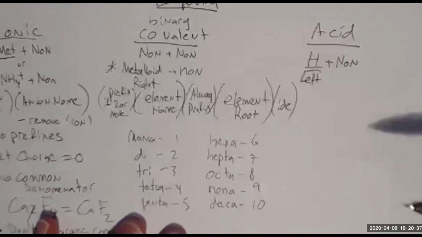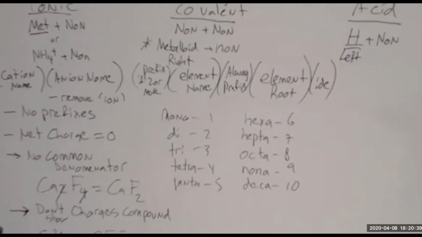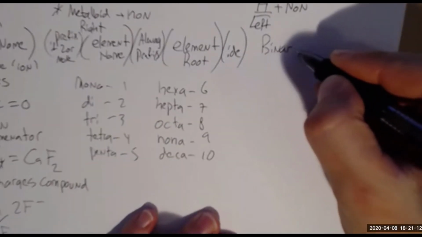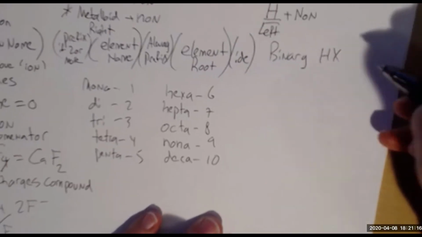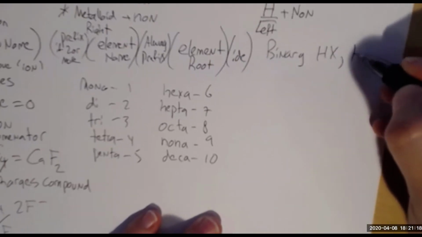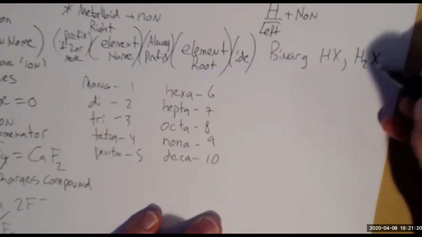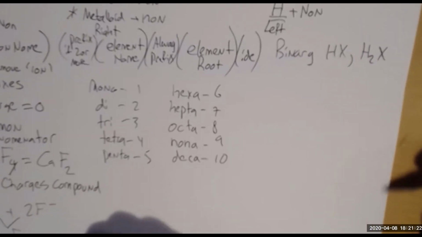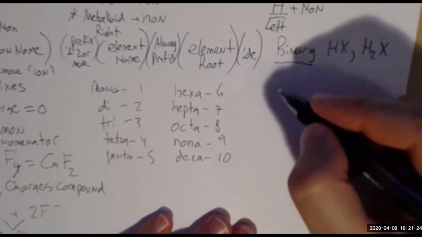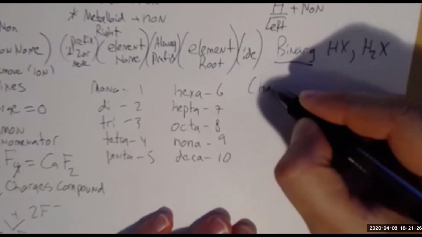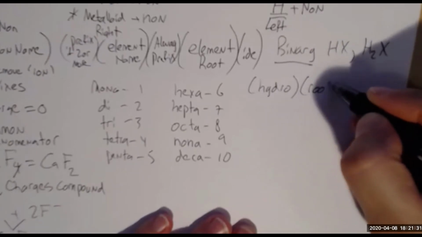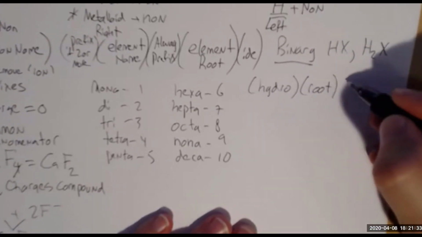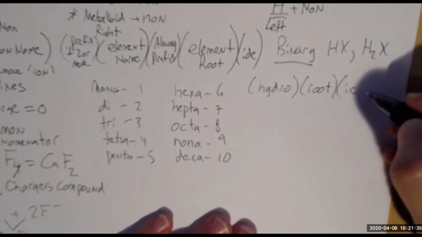So acids, there's two kinds of acids. There's binary, which has the formula HX, or perhaps H2X. And binary acids are always hydro. You always start them with hydro, then the root of the other element, and then you always say ic acid.